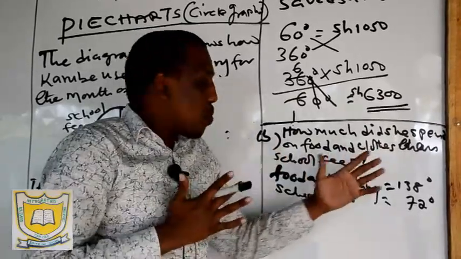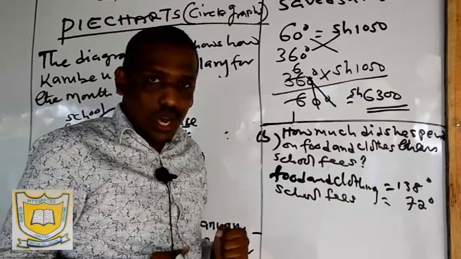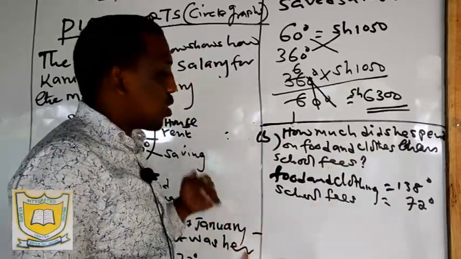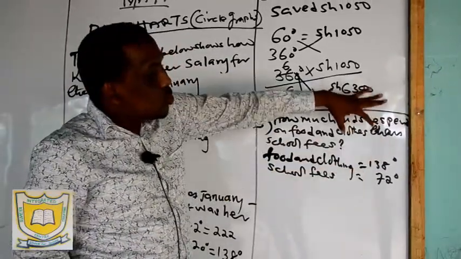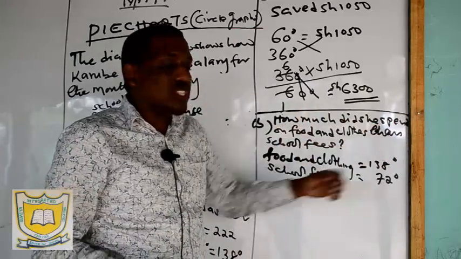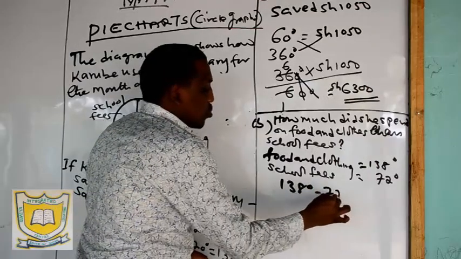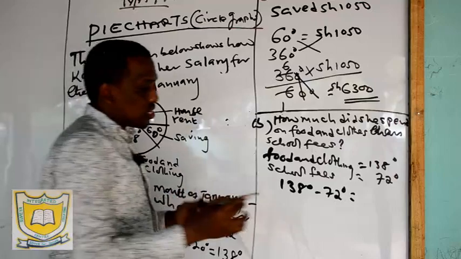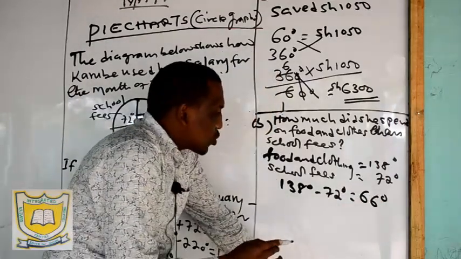When they compare, how much more than this one, what do you do? You subtract the two degrees to get the more, the same way we did when we were learning ratio. In ratio, when you're told how much more, to get the ratio of more, we subtract the two ratios. So we say 138 degrees minus 72 degrees, you will get 66 degrees. So this is the more now.